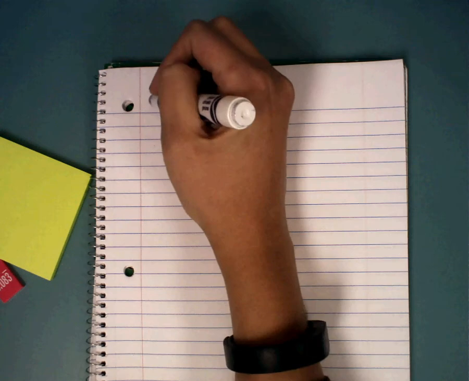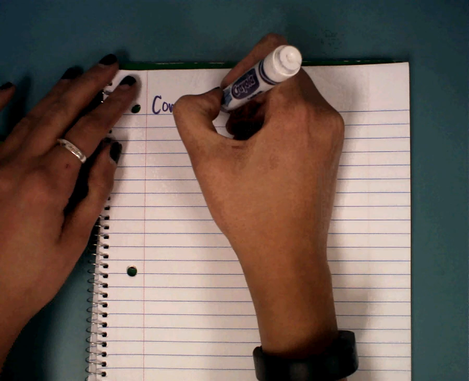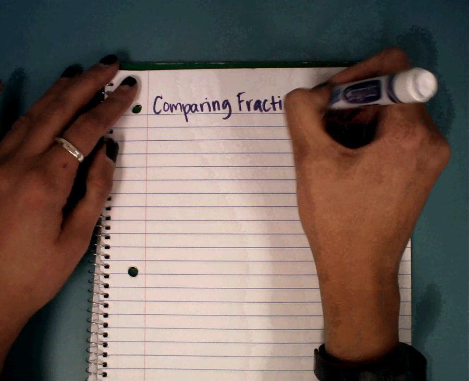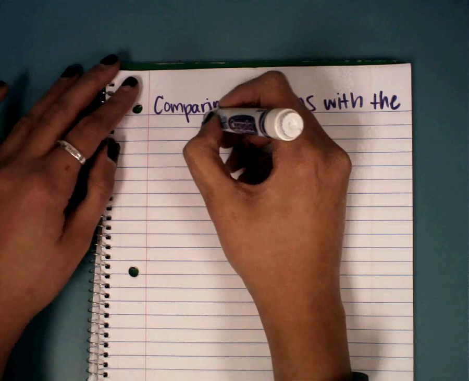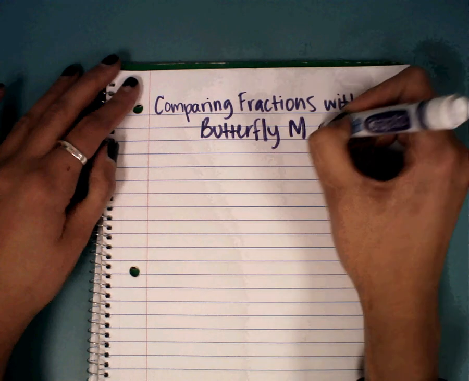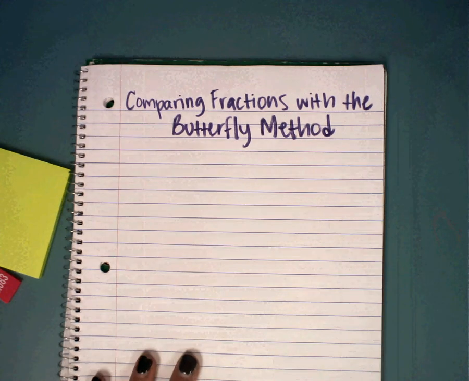Okay, so let's go ahead and title our journal entry. Let's see what color we should use. All right, so let's say comparing fractions with the butterfly method. Ooh, sounds exciting, right? The neat part is that it looks just like a butterfly. All right, so comparing fractions with the butterfly method.